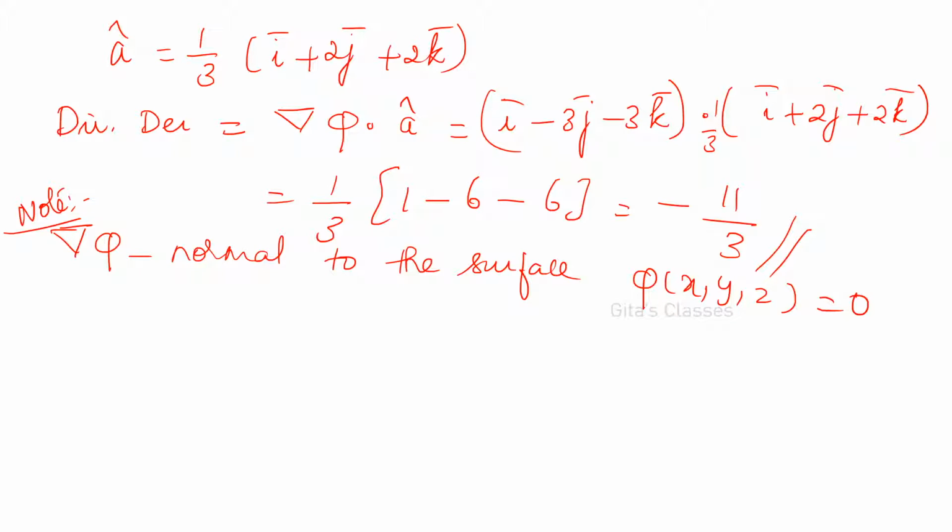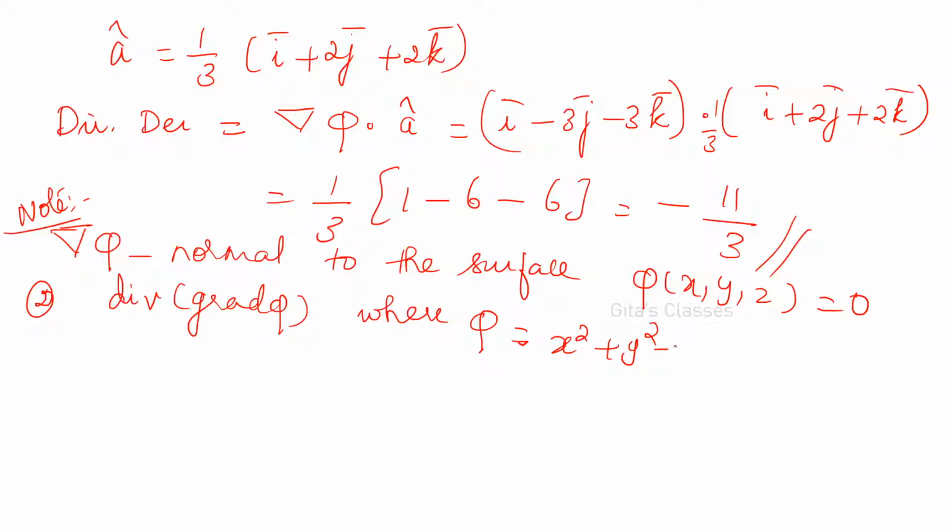We'll do some more problems. Find the value of divergence of grad phi, where phi is equal to x squared plus y squared plus z squared minus 3xyz. So first let us find grad phi. Grad phi is i into dou phi by dou x plus j into dou phi by dou y plus k into dou phi by dou z. So i into dou phi by dou x, so 2x minus 3yz, right?